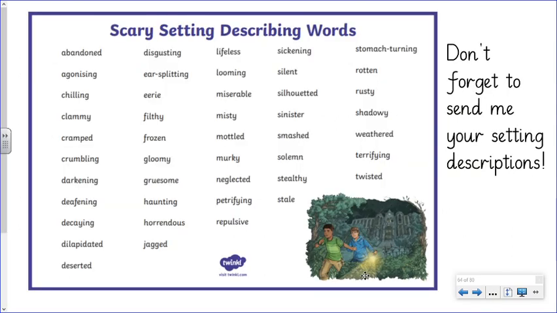You are now ready to start writing yours. I've also got another word bank here with some further vocabulary that you might like to use in your setting description. And please don't forget to send me your descriptions. I would love to read them. See if you can make yours creepier than mine. Really, really try to creep me out when you are writing these.